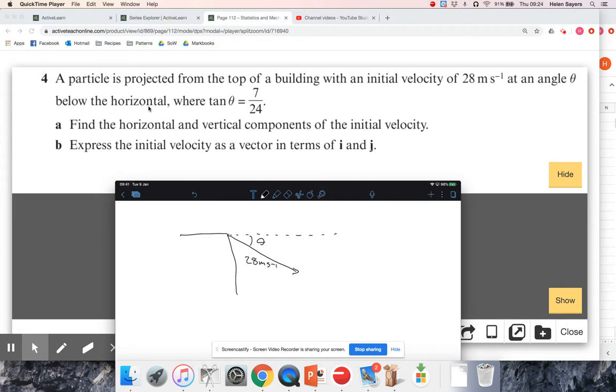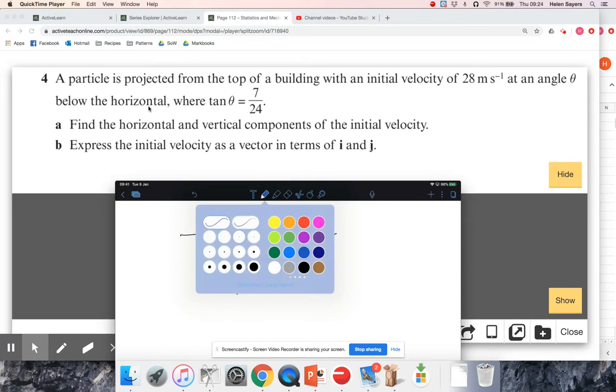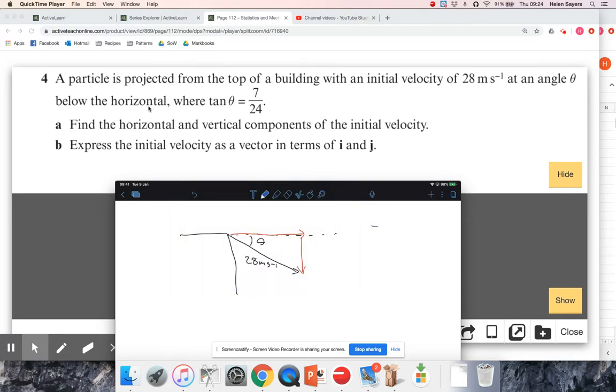Okay, so then we've got a situation. As with the previous questions, I want the horizontal, so that's going to be to the right, and the vertical components of that. So the vertical component is going to be downwards. Again, they haven't told us what theta is, so let's draw the triangle in the same orientation. They haven't told me theta, but they have told me tan theta is 7/24. And again, I know that tan is opposite over adjacent.